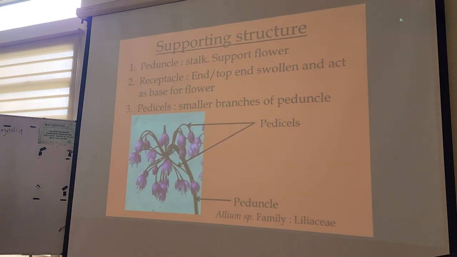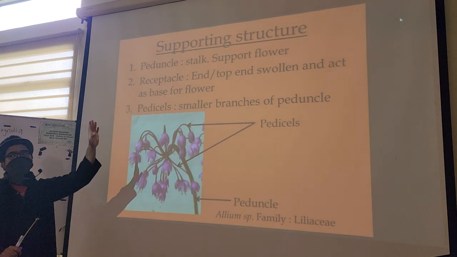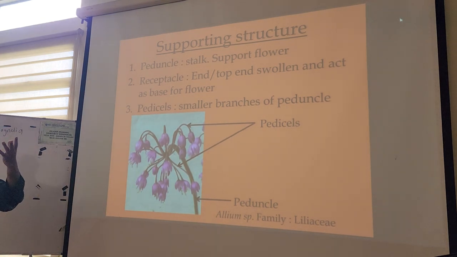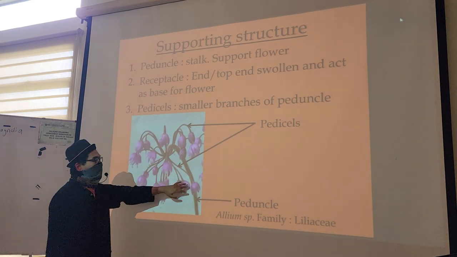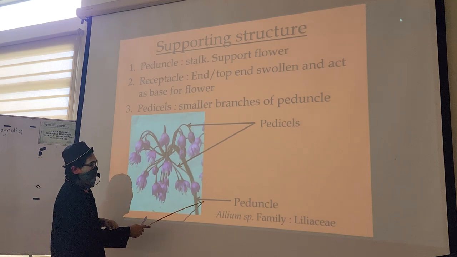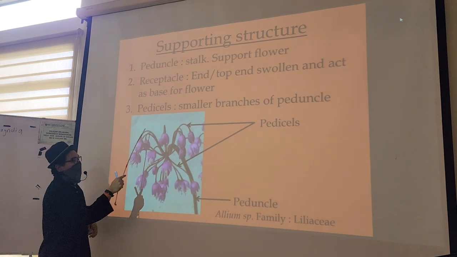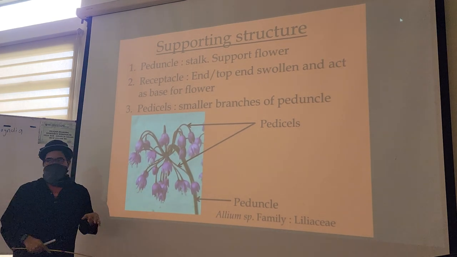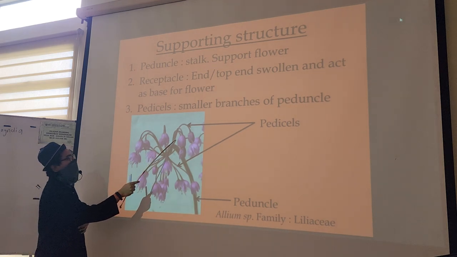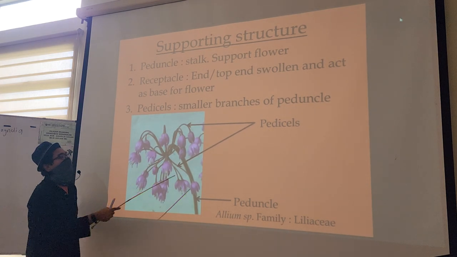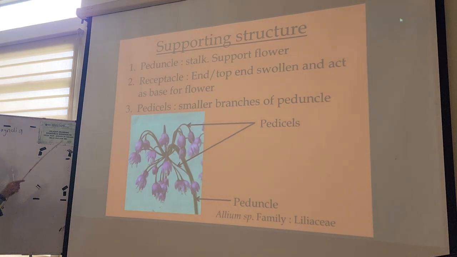It's not reproductive. The structure is not directly involved in the reproduction, but rather the support structure for the flower. So we have the peduncle, which is the stalk for the inflorescence, flowers in bunch, or the pedicels, the stalk for the individual flowers. So this is peduncle, the support structure for all of these flowers. And then for the individual flowers or florets, the individual stalk, tangkai, we call it pedicels. Okay, and then we have receptacle.